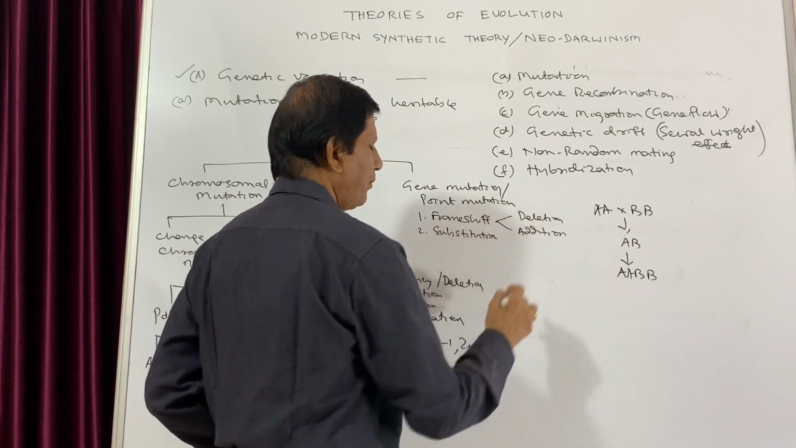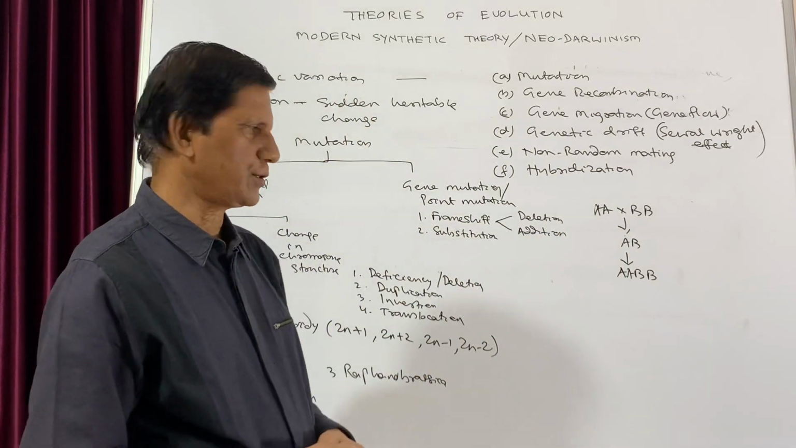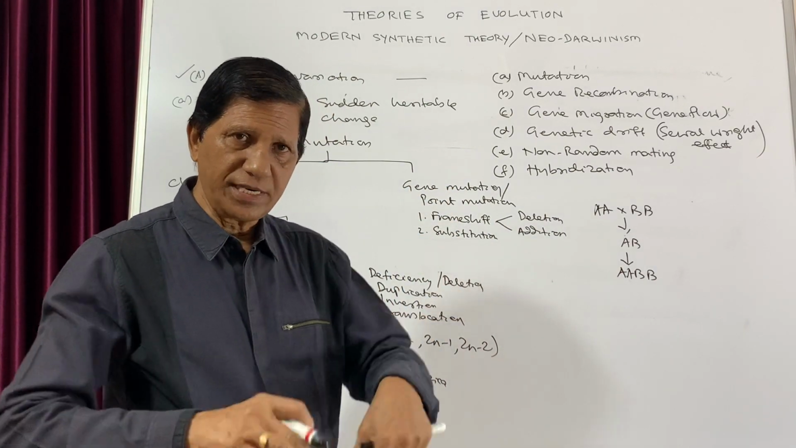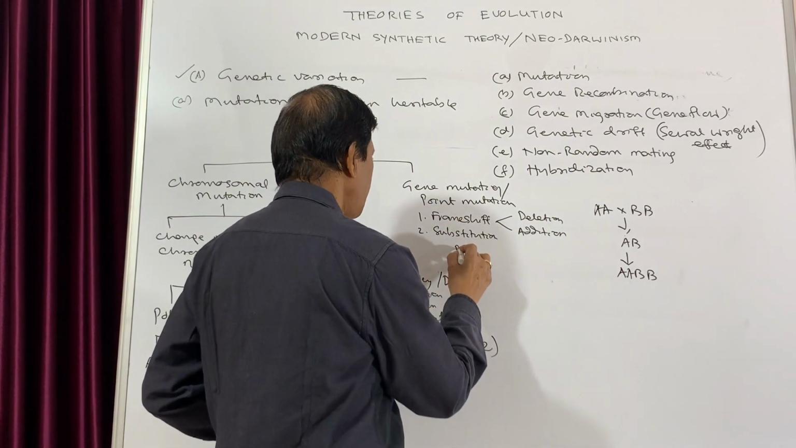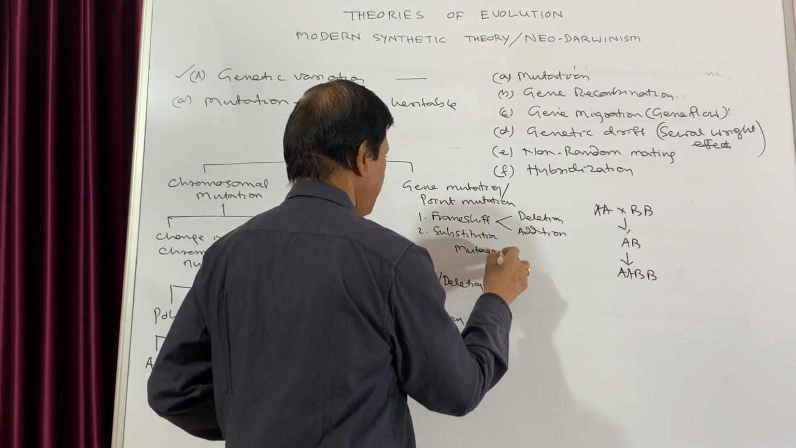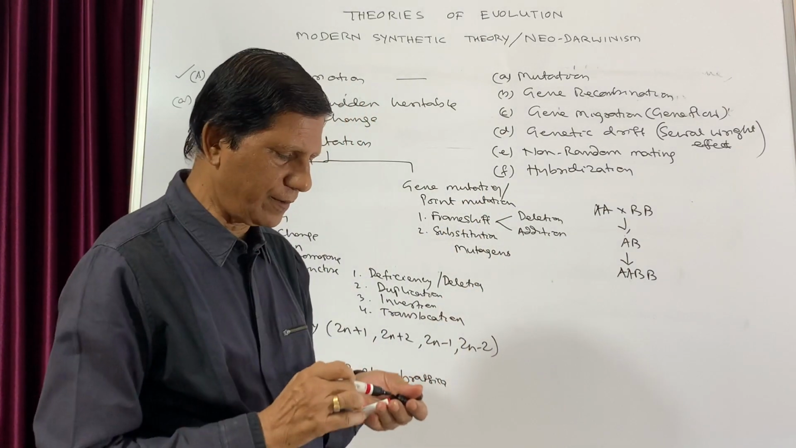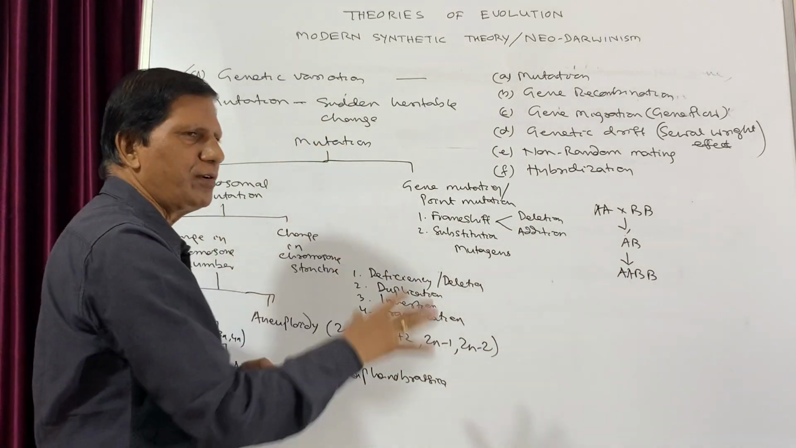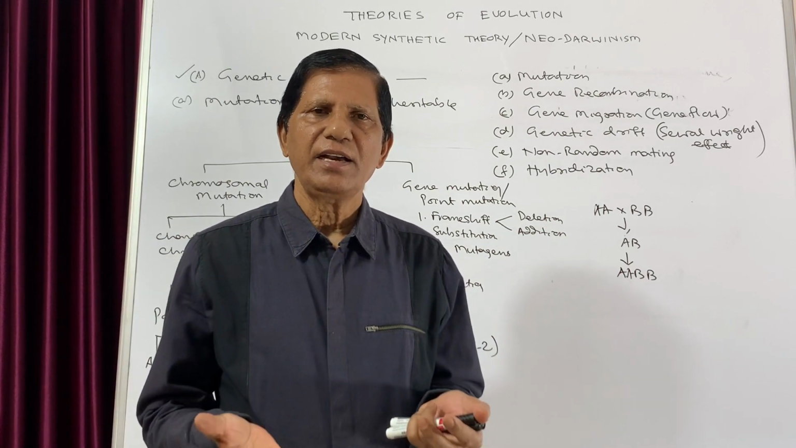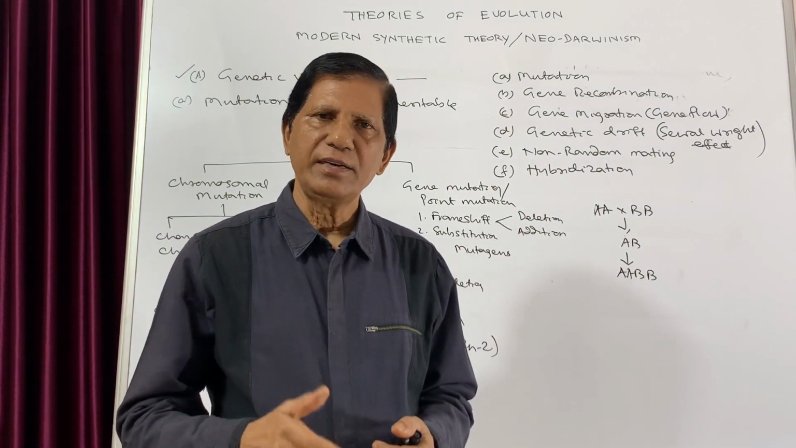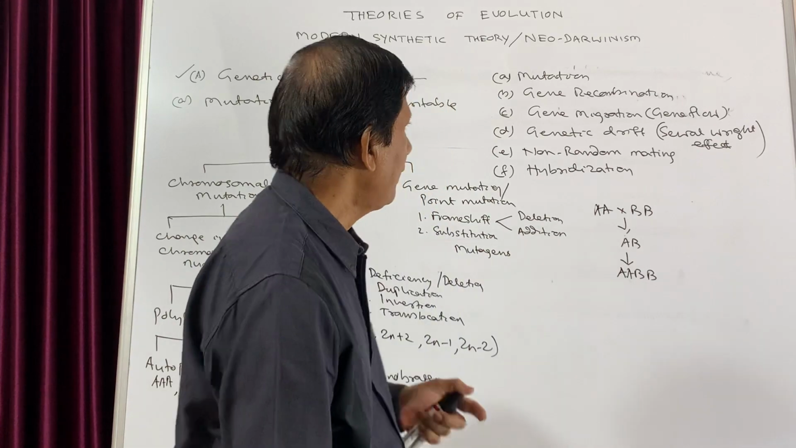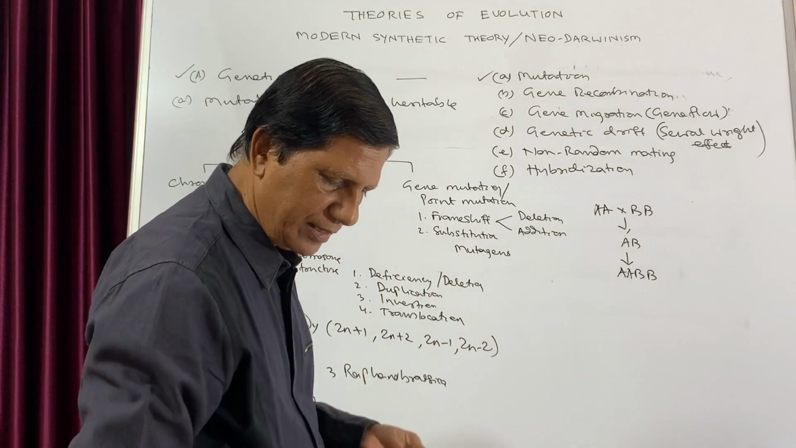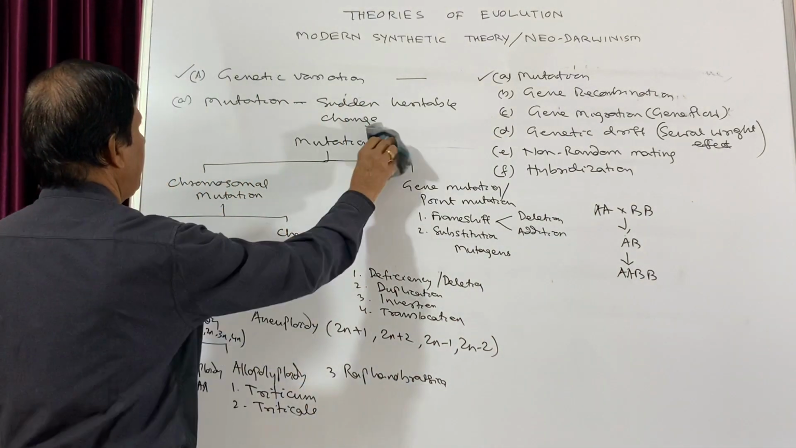For details you can refer to the videos of genetics. The agents which induce mutation are known as mutagens. All the details we have discussed earlier. So due to these mutations, maybe chromosomal or gene mutation, there are changes in the alleles of the organism, and that leads to evolution. So the first point is over. Now come to the second point, that is gene recombination.